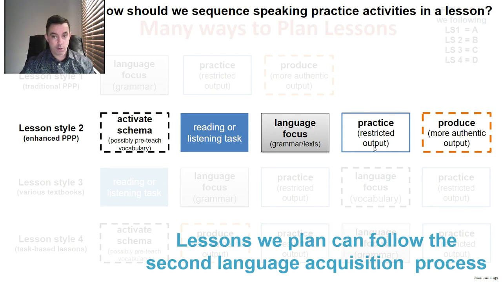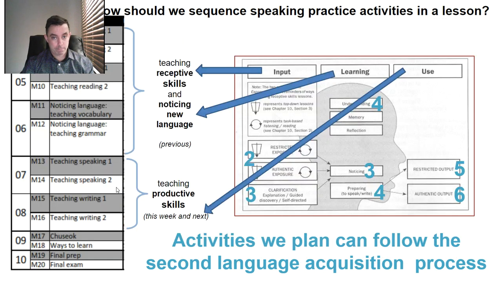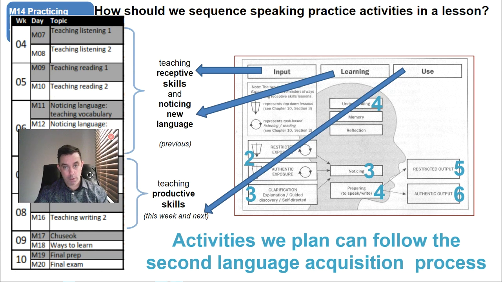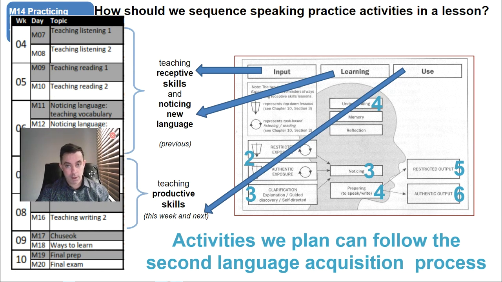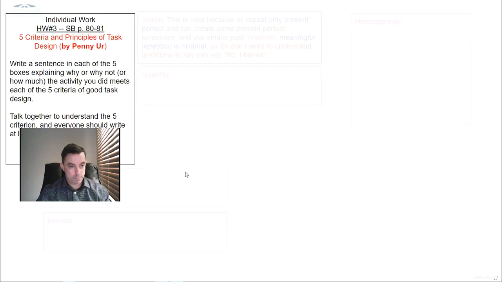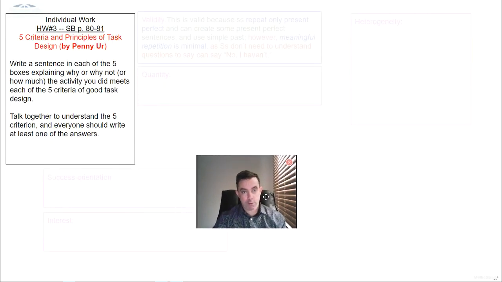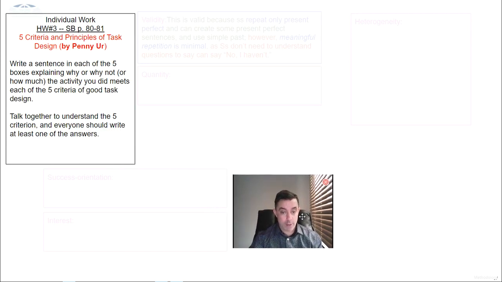Today, of course, we're on this practice square, specifically practicing restricted output by speaking. So remember these 3 components of input, learning, and use. We generally want to follow this pattern. Today we're focusing a lot on use. Which brings us to the first activity for you in your task slides.